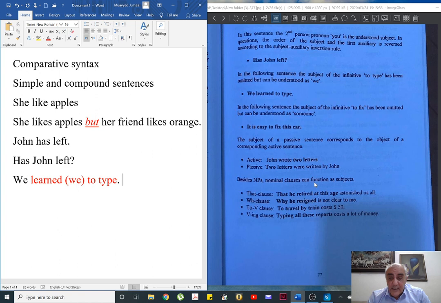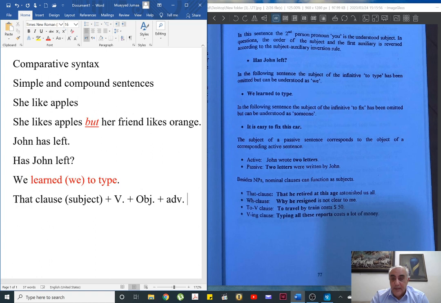Now, besides NPs, nominal clauses can function as subject. This is important. Instead of having one single word as the subject of the sentence, we may have a complete clause. Look at this: that he retired at this age astonished us all. Here we have a that clause. This that clause is the subject of this sentence. And then we have astonished, which will be the verb. Us, which will be the object. And all is the adverbial.